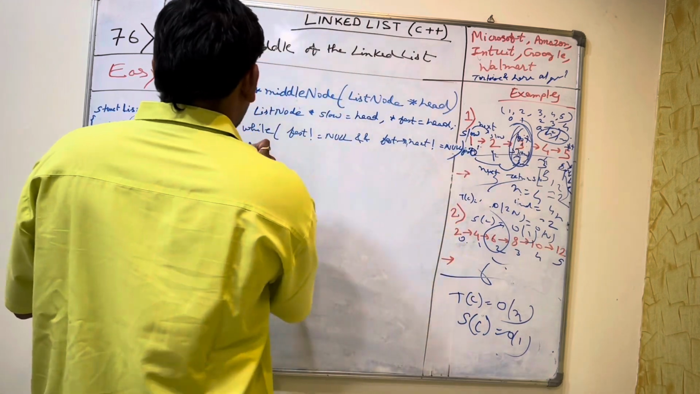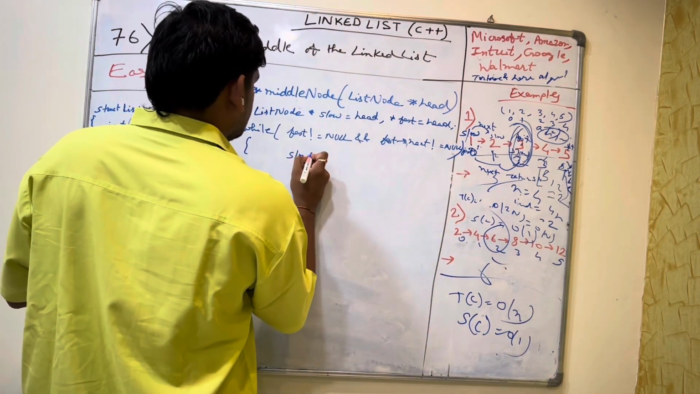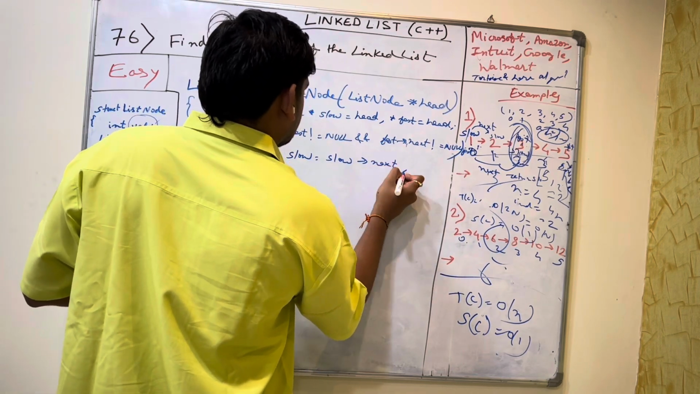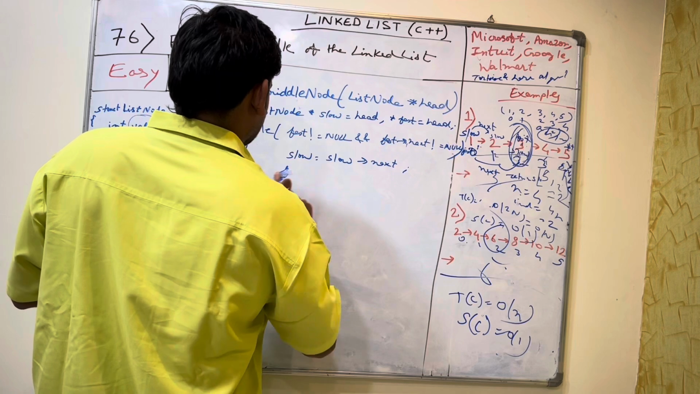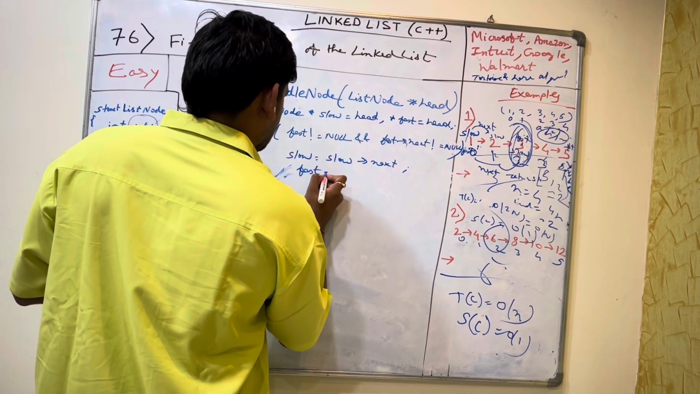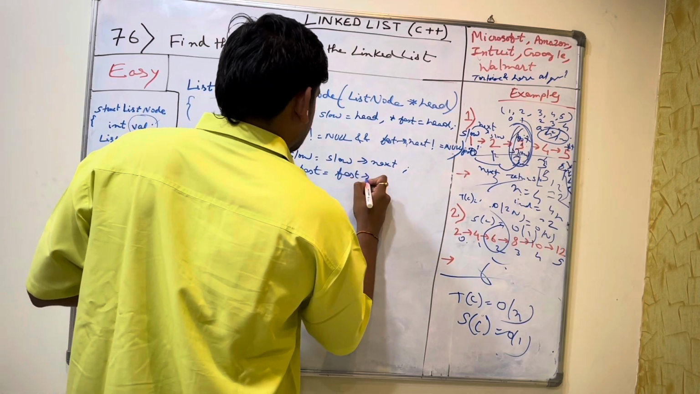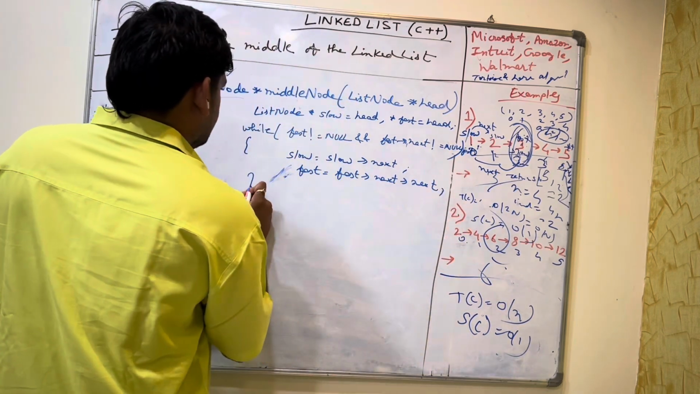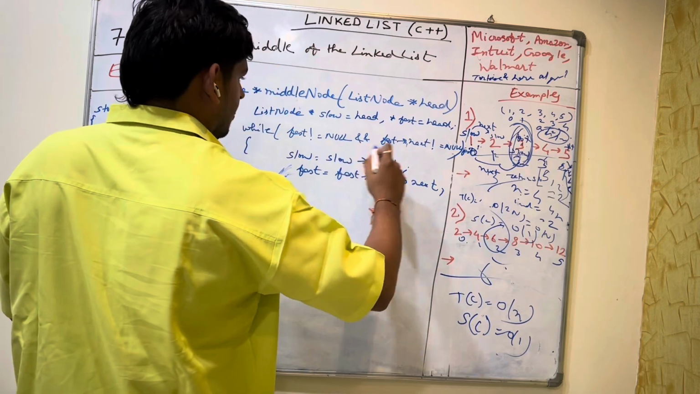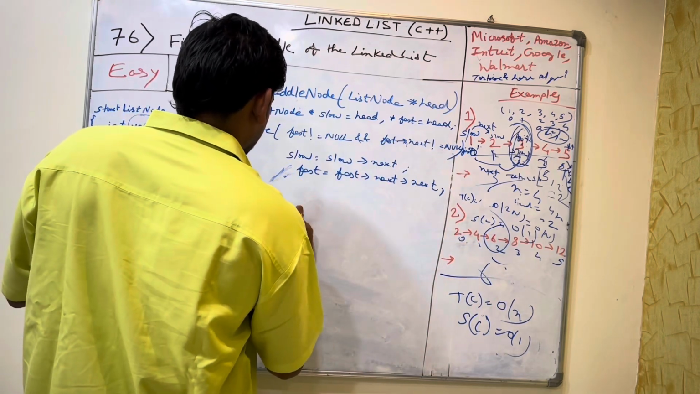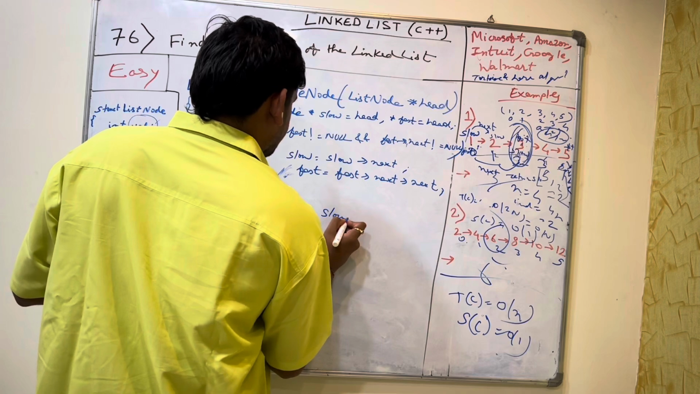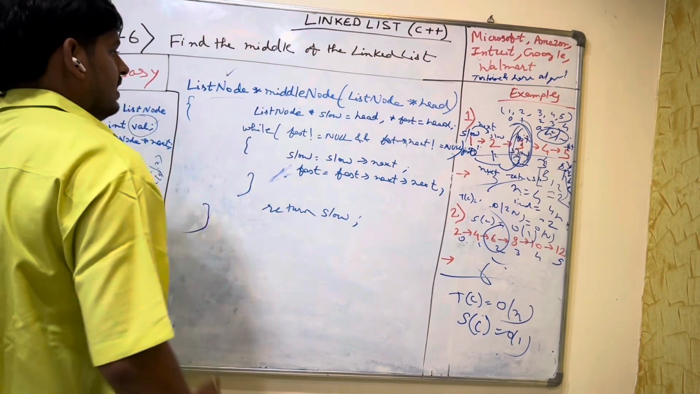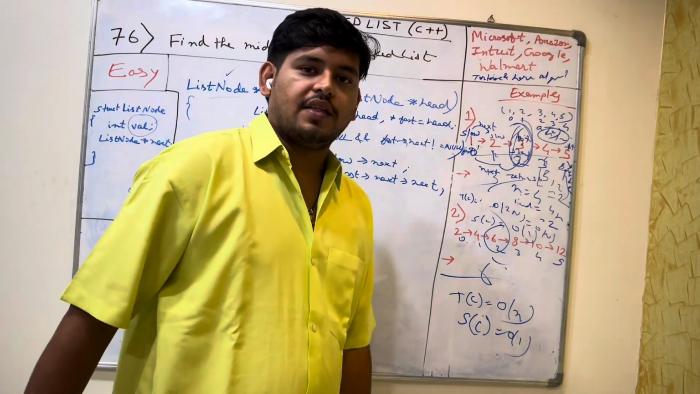Not equal to null. What do we do? We do slow is equal to slow next, and fast is equal to fast next next. Okay, and when fast reaches null or fast next reaches null, we will return slow, and this slow would be the middle of the linked list. So this is solved in these 3 lines of code.